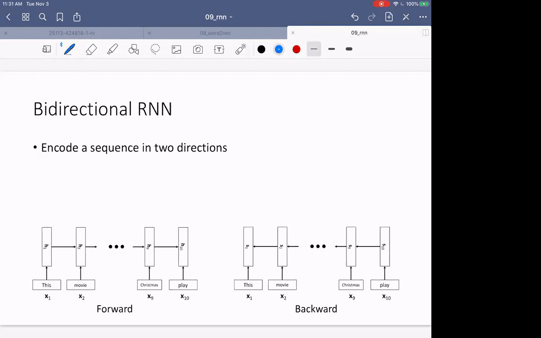Another thing to note is the bidirectional RNN. A single RNN is a unidirectional model. You start from the beginning and move until the end. But you can actually feed your sequence in reverse order, which is backward. So here, this is a forward model. This model starts from the end and moves backwards until it arrives at the beginning. So this is the RNN forward, and this is the RNN backward.